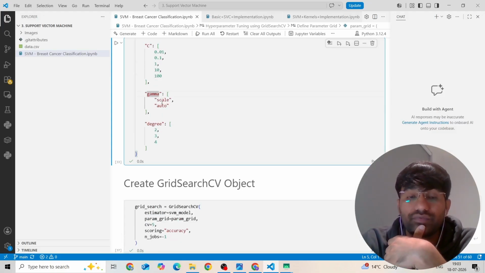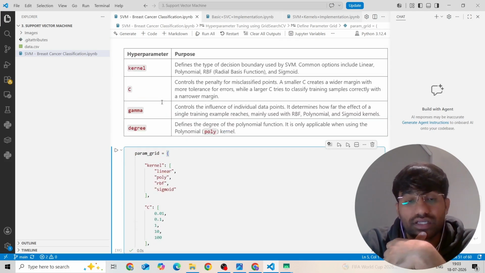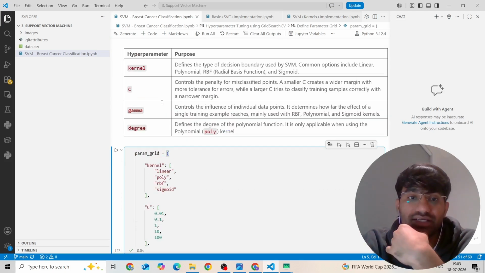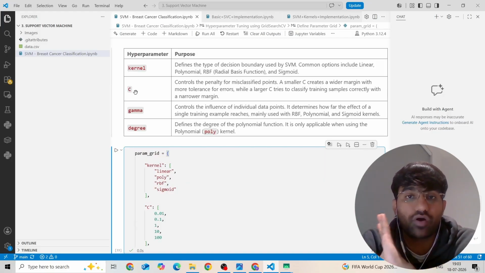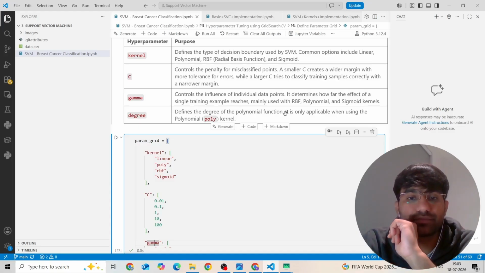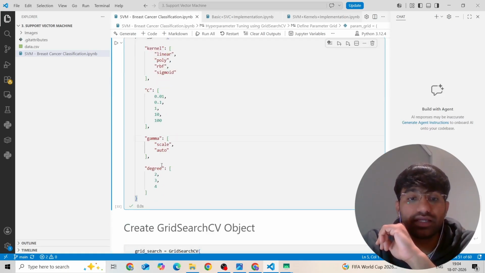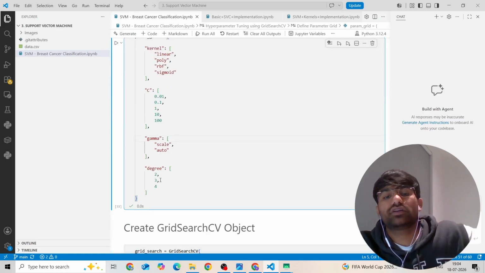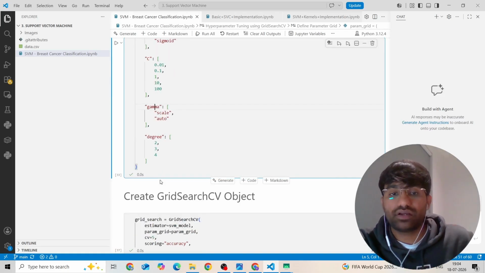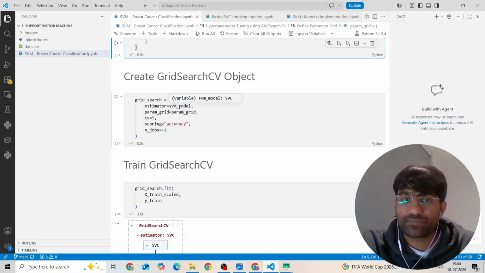But still we are giving these to GridSearchCV. How will it make the calculations? The machine will automatically detect. C is a hyperparameter for all the kernels. But gamma will go only for RBF, and the degree will go only for the poly kernel. It won't consider the degree values for other kernels. It will detect that.